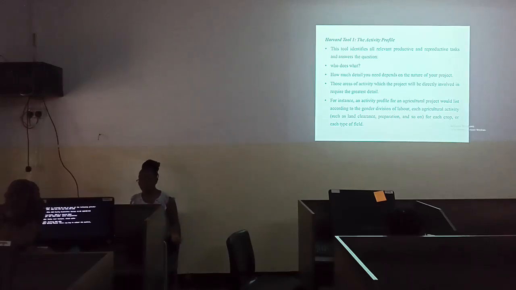If it's tobacco, you need to ask who prepares the nursery, who manages the nursery, land preparation, planting, removing the suckers, whatever, all those activities which happen. So for the activity profile, the detail of the information that you need depends on the nature of the project. It means it will be different. For an agricultural project, you'll be listing all the activities that will be conducted on that project, and for each crop, because the activities will be different.